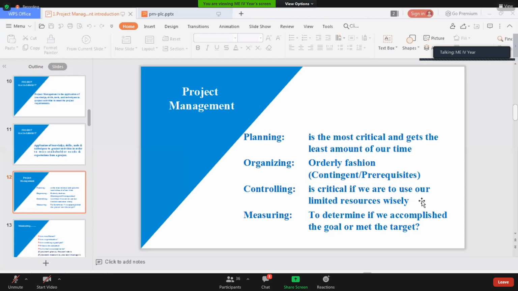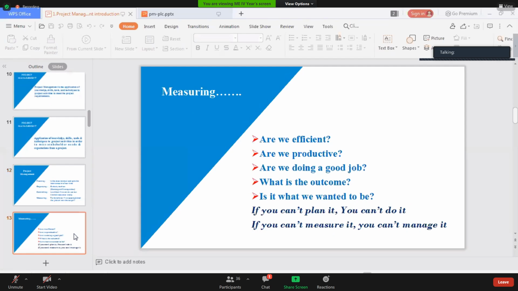Done? Four management principles. Yes, then how to measure? Somebody may say, I'm doing very efficiently, but we should be able to measure whether they are really efficient or not, whether things are going on productively or not, whether work is done on time or not, whether work is done as per the budget or not, whether quality is proper or not.